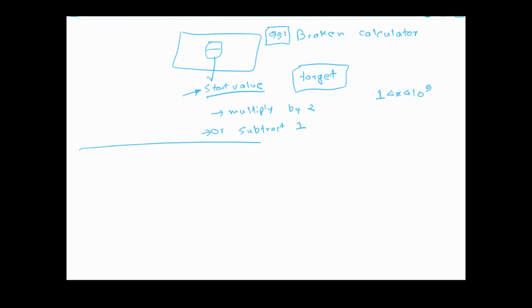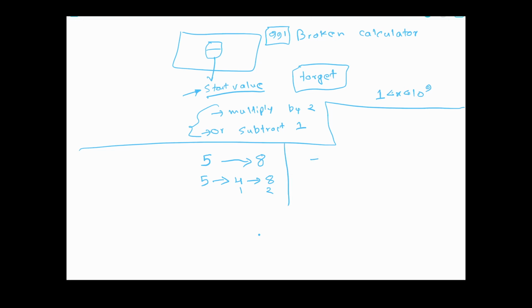Okay, so how would we solve this problem? Let's run with an example. Let's say we have a start number 5 and a target 8. What is the minimum number of steps in which we can reach this target from this start value, provided that we can do only 2 operations? From 5 we can subtract 1, so it will be 4, and then we can multiply by 2, it will be 8, right? So 2 steps are required.